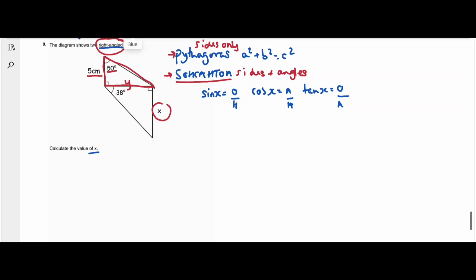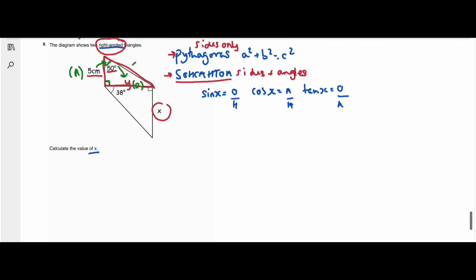So with SOHCAHTOA, the first thing you do is you label your sides. You label the one you've been given, which is the 5. And this is the adjacent side because it's next to the angle. Adjacent means next to. It's not the right angle that we're looking at, it's the angle we've been given. So this is next to the angle, so it's the adjacent side. And this y, the one we're trying to find, is opposite the angle. So that's the opposite side.